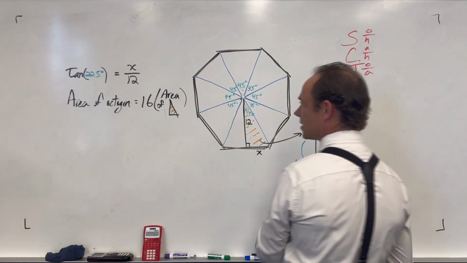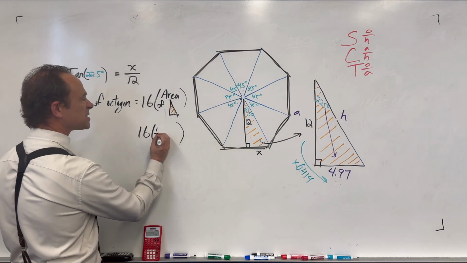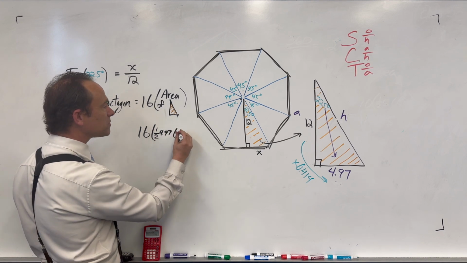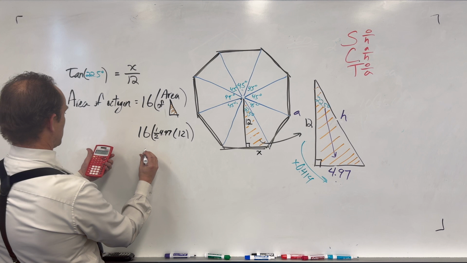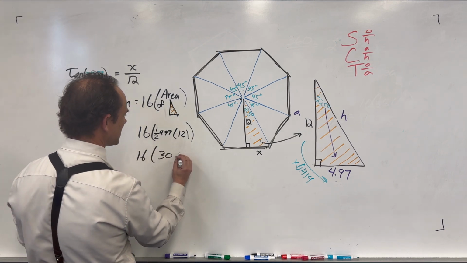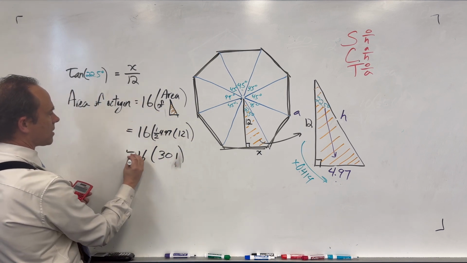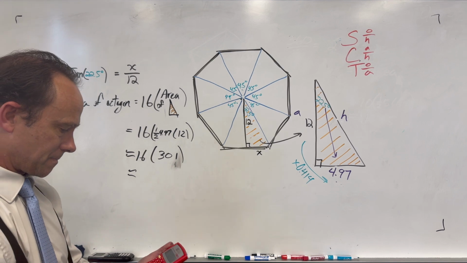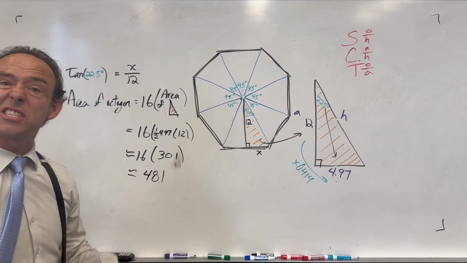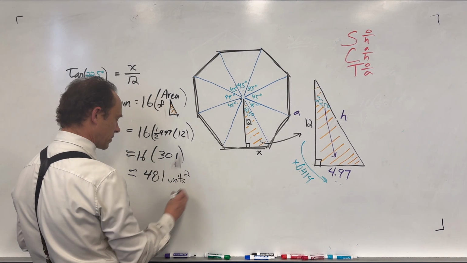So I got to find the area of this triangle. So I got 16 times 1/2 the base times the height. So 1/2 times 4.97 times 12. So we have 16 times approximately 300. So I guess it's 301 if I'm rounding correctly. Approximately. Remember our units, our area is units squared. So I didn't have units in this problem, but I'll just say units squared.